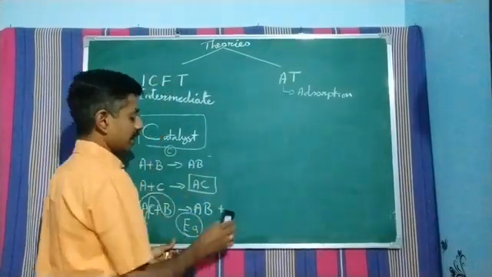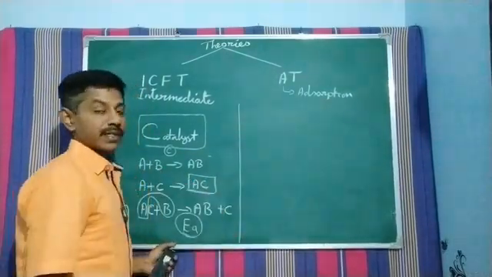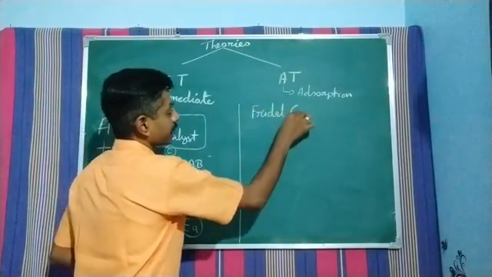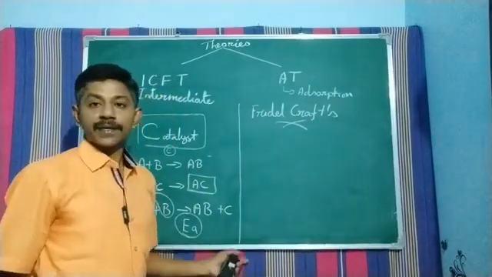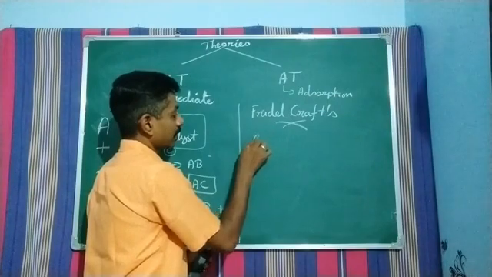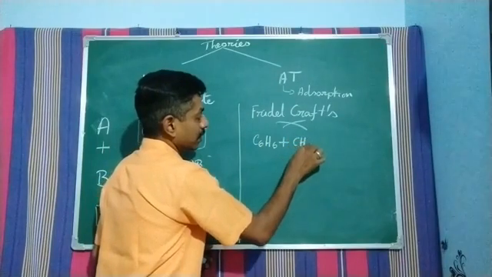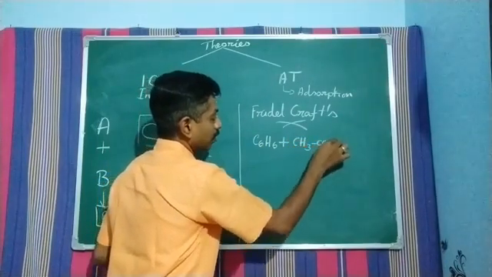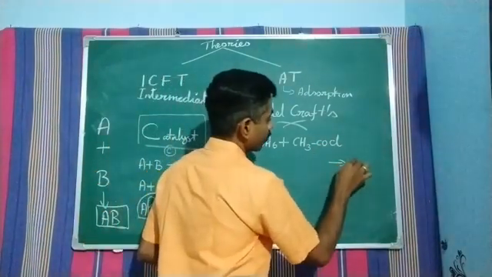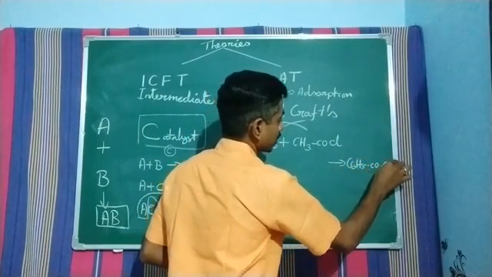If you want the same thing with an explanation, with one of the examples well known to you, you would have learned it in 11th standard. The reaction is called Friedel-Crafts reaction. What is the Friedel-Crafts reaction? In the Friedel-Crafts reaction, we take benzene, or I can take C6H6 benzene, which reacts with acetyl chloride to give you a product, C6H5COCH3.